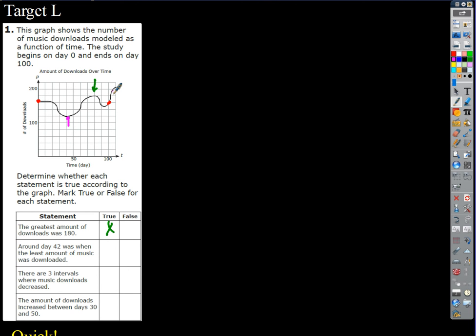Around day 42 is when the least amount of music was downloaded. Yep. That's the lowest part of the function. That's the minimum, isn't it? Yeah. Okay? How about this?